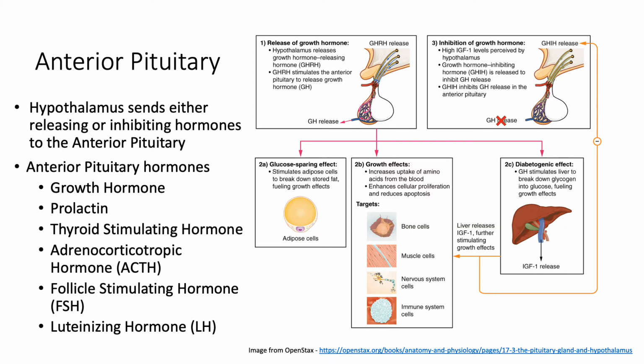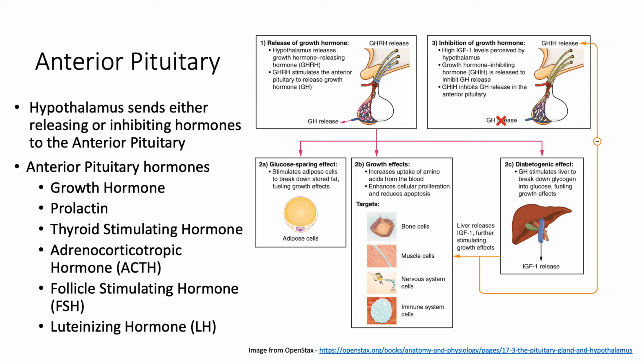Okay, let's move to the anterior pituitary. The hypothalamus is also controlling this gland in that it sends either a releasing hormone or an inhibiting hormone to the anterior pituitary for each of the hormones that the anterior pituitary makes and secretes. So I have listed for you here six hormones that are made by the anterior pituitary.